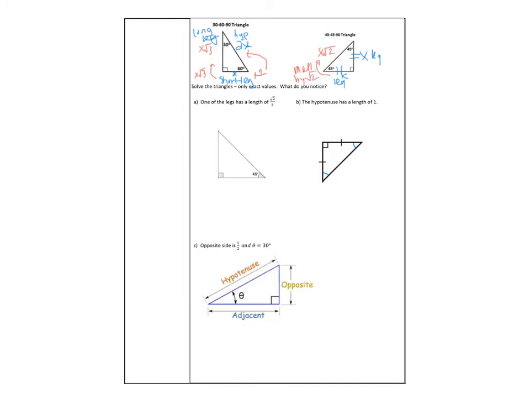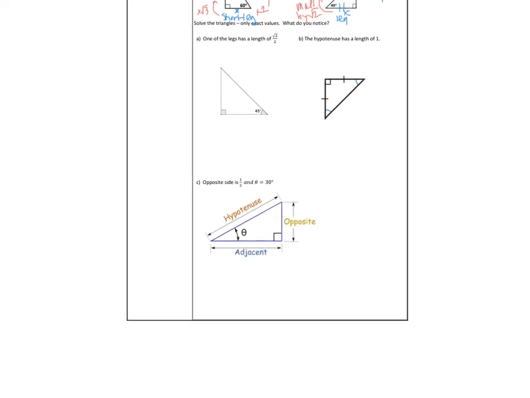So those are our shortcuts. We're going to use those shortcuts and find some missing sides of these triangles right below it. So on A, they tell us one of the legs is square root of 2 over 2, and we notice that our angle is a 45-degree angle.